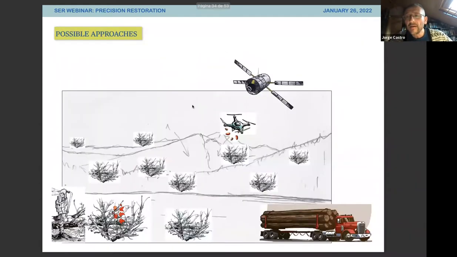But we might have other options. Imagine that even if we need to remove the trunks, okay, we can remove the trunks, but we might leave the branches behind and we might make piles of branches.